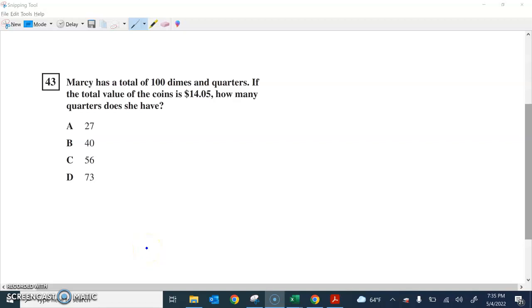Number 43. Marcy has a total of 100 dimes and quarters. The key is we don't know how many are dimes and how many are quarters, but the total value of the coins is $14.05. How many quarters does she have?